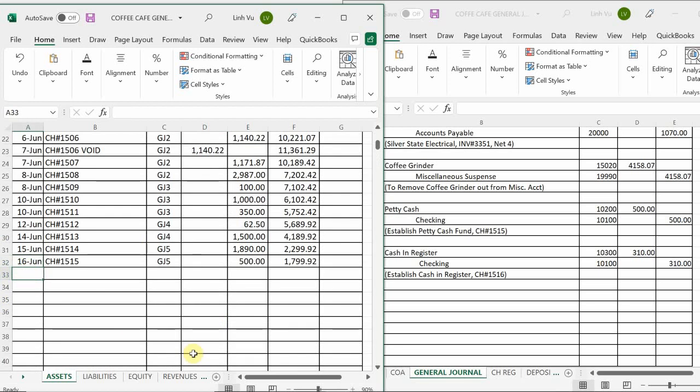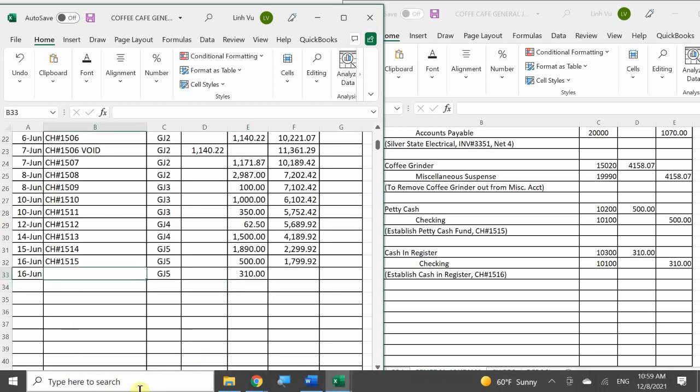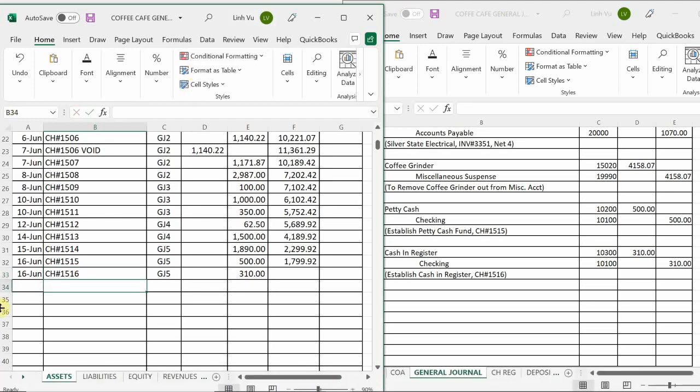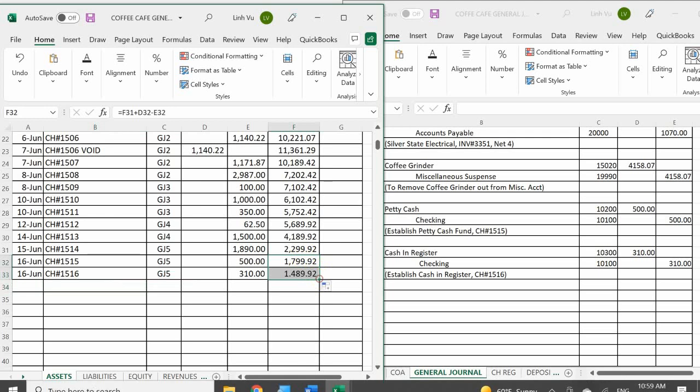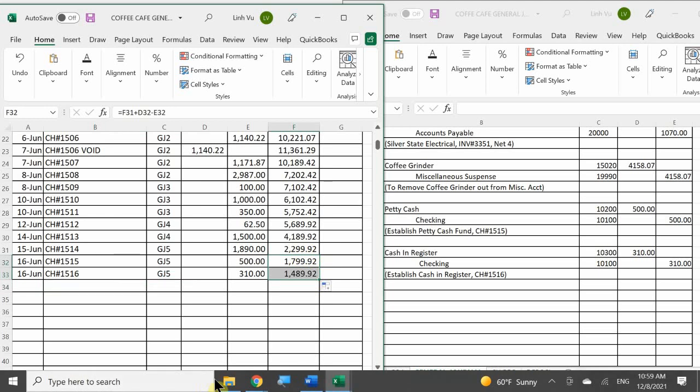That's right, I have to update my checking register to reflect that I no longer have $310. Okay? And then check number 1516. Okay, good. Now, of course, we need to update our accounts, because that's why we didn't pay any of our bills yet: we need this money for setting up our cash register, setting up our petty cash drawer, etc. So I should have a total of $1489.92. Right?